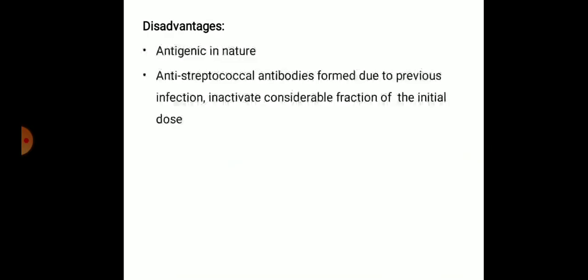The disadvantages of streptokinase. As I mentioned, it is obtained from streptococci, so it is obtained from a microorganism. Whatever is obtained from a microorganism will show antigenicity. So the main problem is that it is antigenic in nature. If an anti-streptococcal antibody has formed in the patient due to any previous infection, it can inactivate a considerable fraction of the dose administered at the time of emergency.